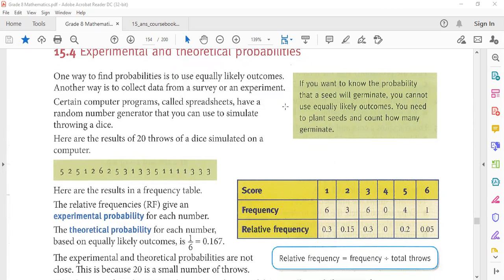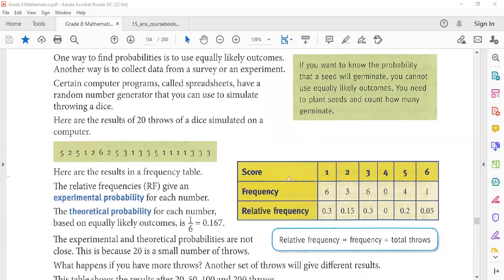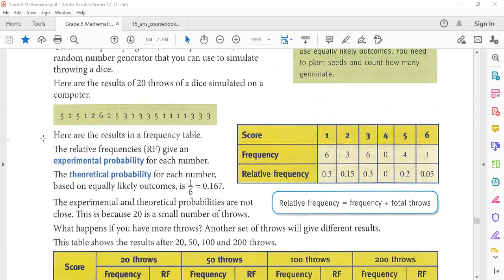So in this, let's suppose it's the result of 20 throws of the dice. Here you can get the result. They just throw the 20 dice, and using a computer you will get your answer. Here is the result of the frequency table. How many times 1 will come, that is 6. How many times 2 will come, that is 3. How many times 3 will come, that is 6 times.